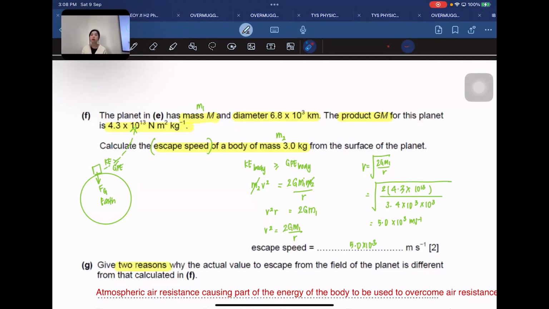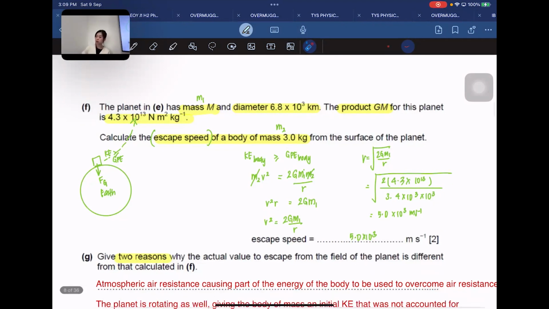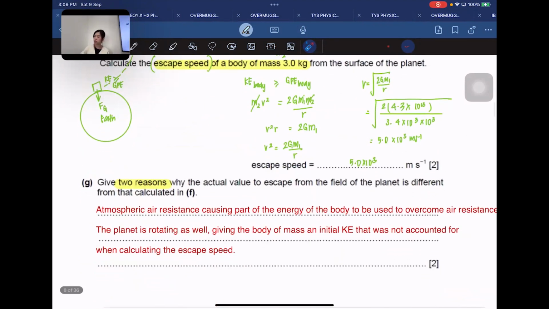So meaning my object needs to escape Earth's gravitational field, or that sphere's gravitational field, if my speed exceeds about 5,000 meters per second. Okay. Now, this is theoretical. 5,000 meters per second, theoretically, I should be able to escape if I have this speed. What happens is that when they actually calculated the actual escape speed, they realized that the value needed was actually much higher. Why is that so?